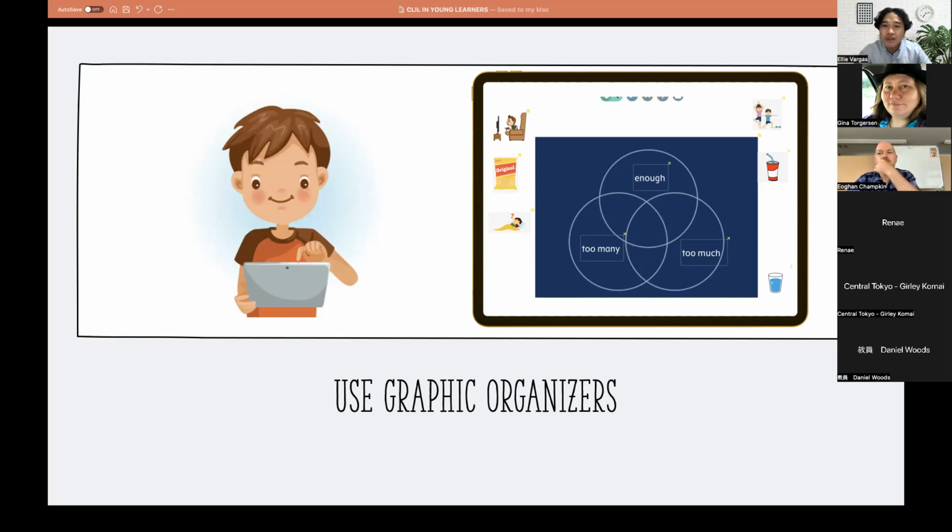So the students can move the pictures. The original pictures are on the side, but the students can move them in the Venn diagram, like whether it's enough, they can use enough if it's good for your body. Like I get enough exercise, I eat too much junk food, I drink too much soda. So they just move the pictures. That's one way to use graphic organizers.